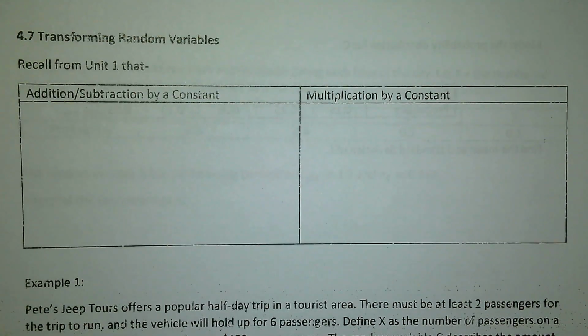Okay, so transforming random variables. In the last few lessons, we've learned about discrete and continuous random variables and how we display this information. So now we're going to talk about changing or transforming the random variables.